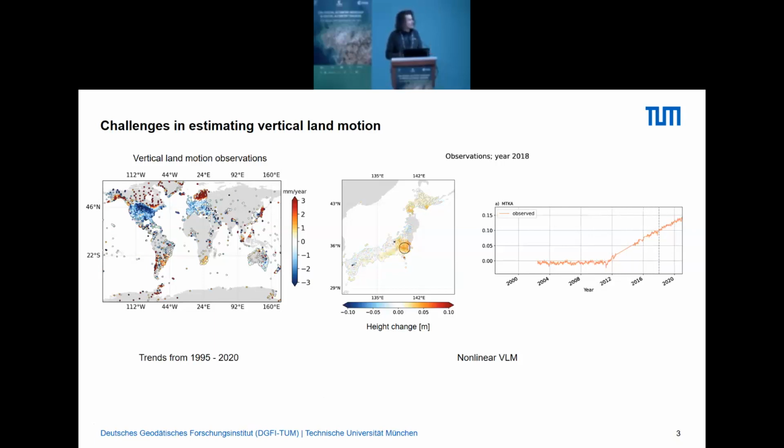Here I show the impact of the Tohoku earthquake on height changes in Japan as measured by this network. Also, you see before 2010, these points are plotted gray, so that means there were no observations at this time. So this is also a challenge. We don't have observations, so we don't have a very long time series in many cases.